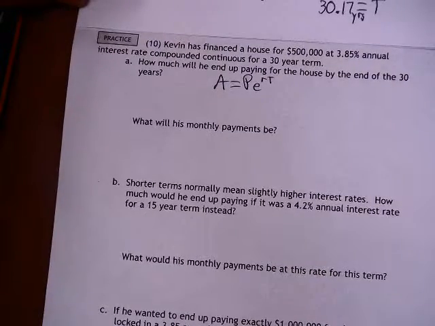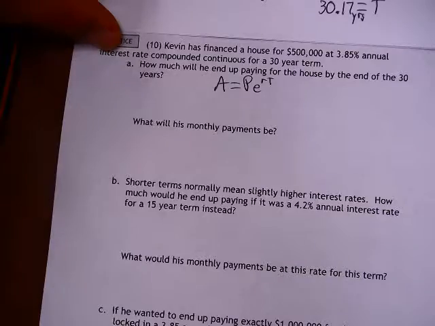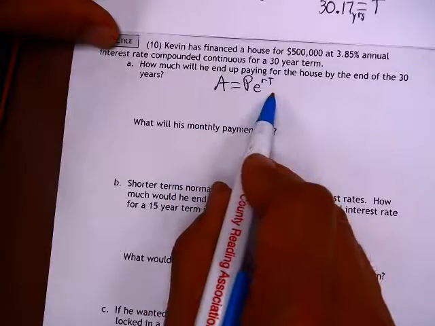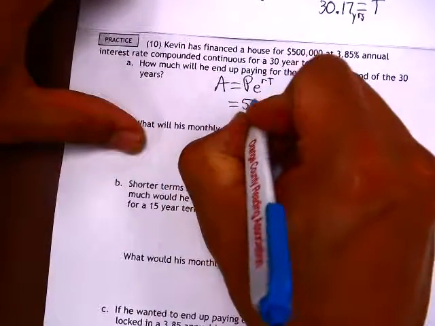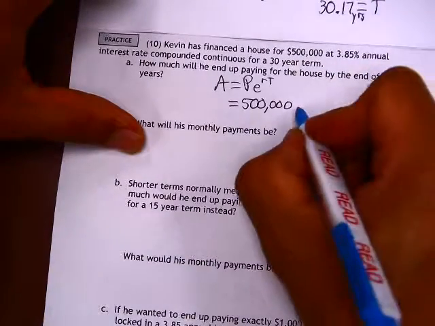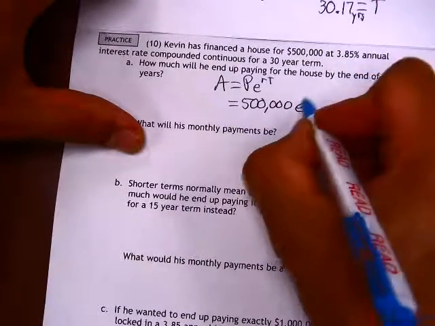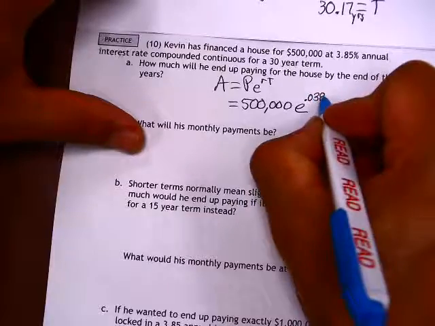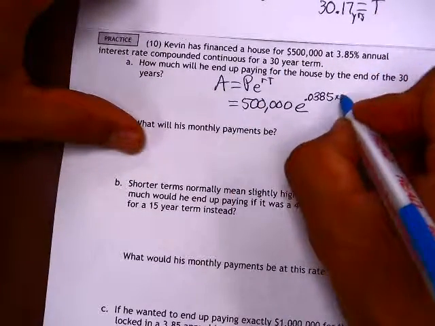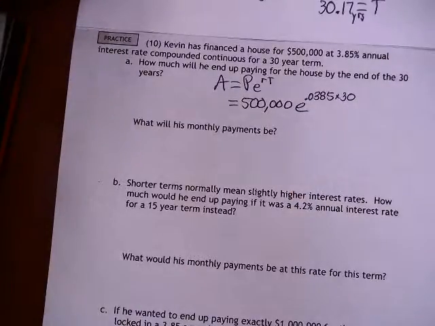Okay, and problem number 10, A and parts of B and C. So if it's compounded continuously, we apply this formula right here. So we have 500,000, 3.85, so that's E. The rate is 0.0385, and 30 years times 30, and that needs to be in the exponent.